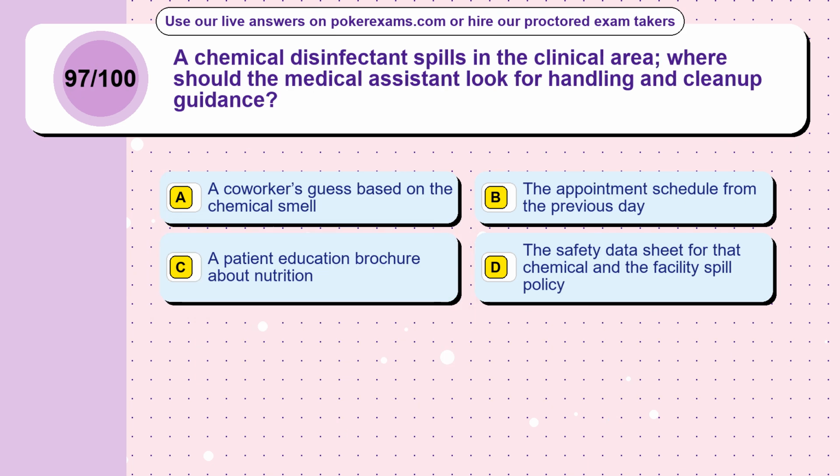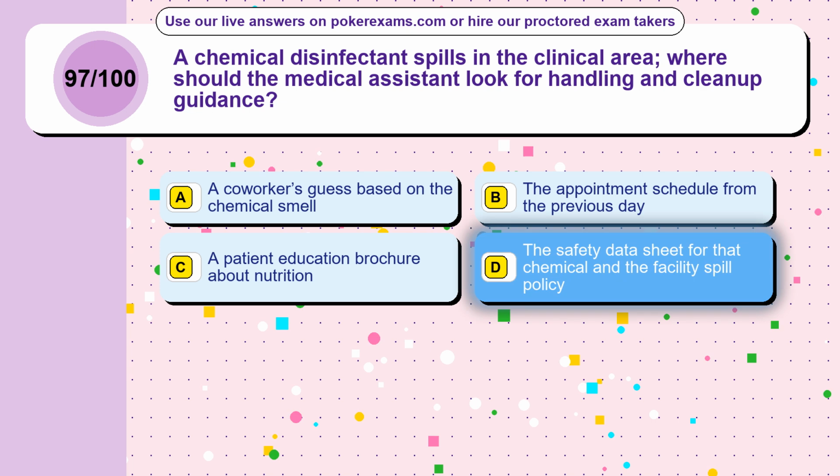Question 97. A chemical disinfectant spills in the clinical area. Where should the medical assistant look for handling and cleanup guidance? Option A. A coworker's guess based on the chemical smell. Option B. The appointment schedule from the previous day. Option C. A patient education brochure about nutrition. Option D. The safety data sheet for that chemical and the facility spill policy.